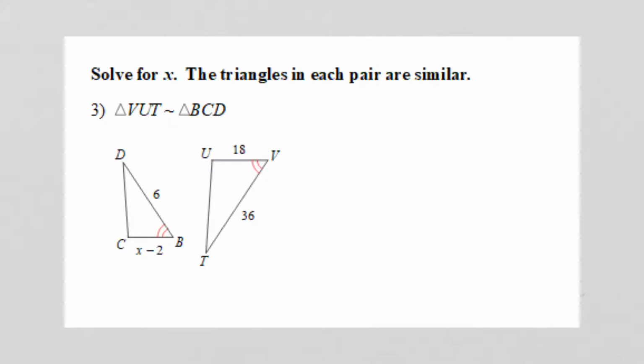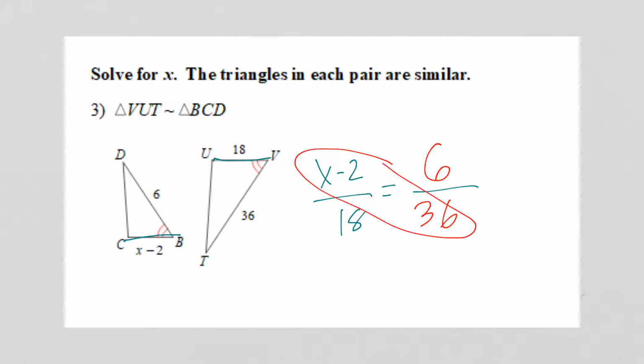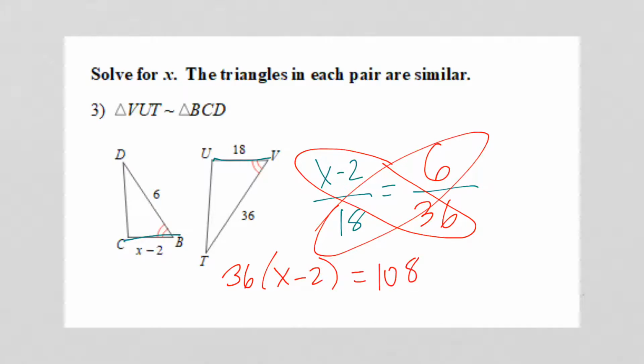For this question, I need to solve for X. They're telling us that the triangles are similar. So here I know that CB, X minus 2, is corresponding to UV, 18. And I also know that DB, 6, is corresponding to TV, which is 36. So I'm going to cross multiply. And when I cross multiply, I get 36 times the quantity of X minus 2 is equal to 108.